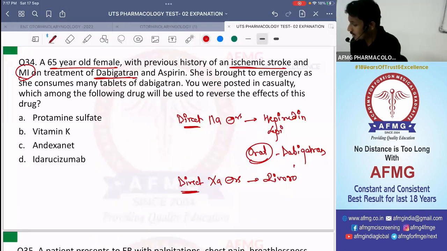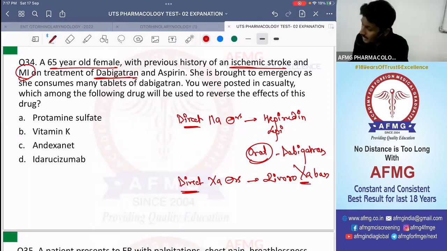But if I talk about direct 10A inhibitors, these are drugs which contain 10A in their name. Very good. Rivaroxaban, 10A is there in the name. Apixaban, Rivaroxaban. Okay, usually these are direct 10A inhibitors. If there is toxicity of dabigatran, usually what is the drug which we give?